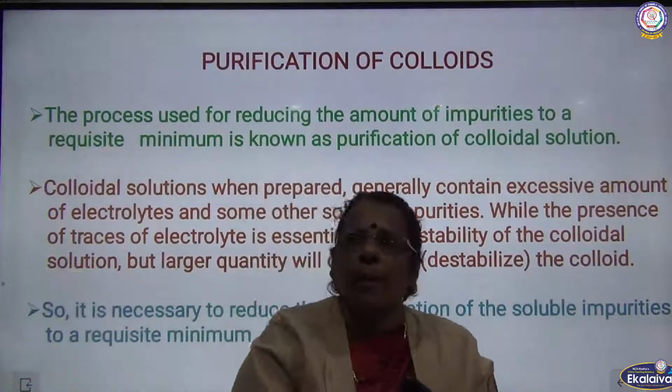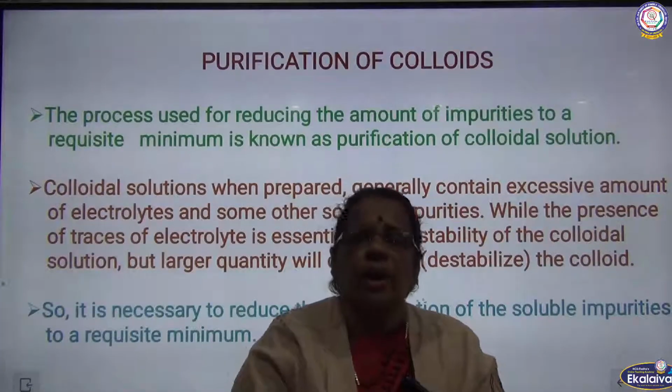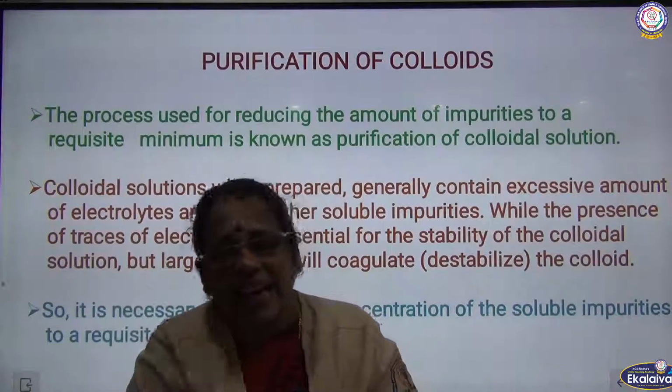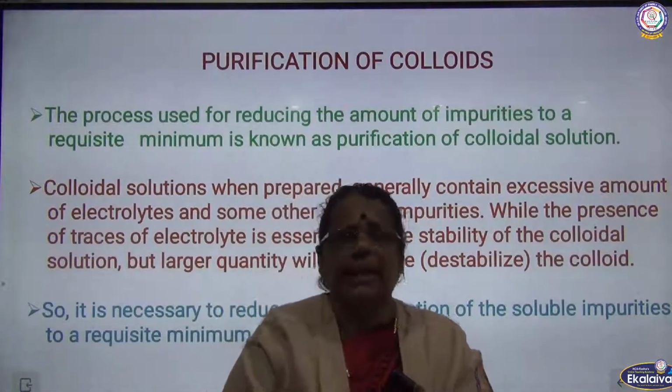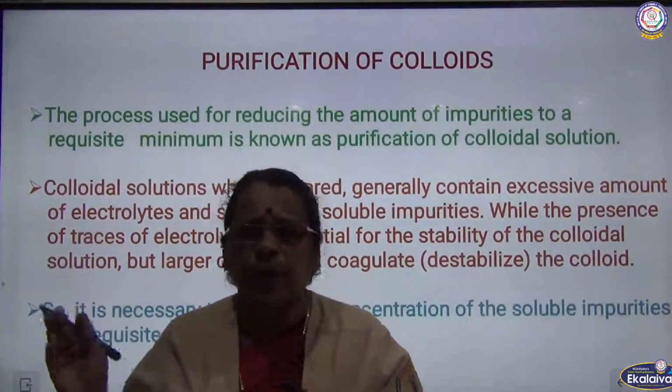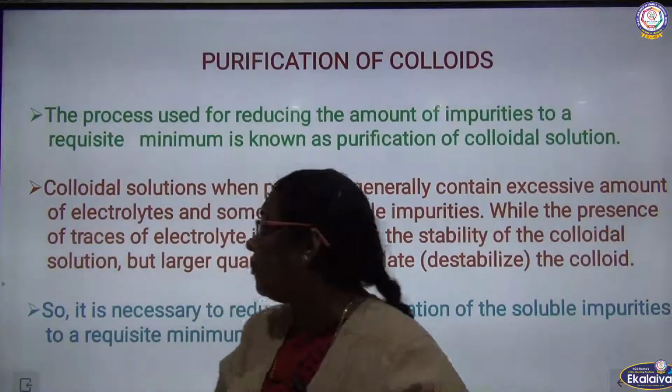There are so many methods we are going to follow here for purifying the colloids. That is, we are going to see dialysis, electrodialysis and ultrafiltration. So there are three methods employed here for the purification of colloids.